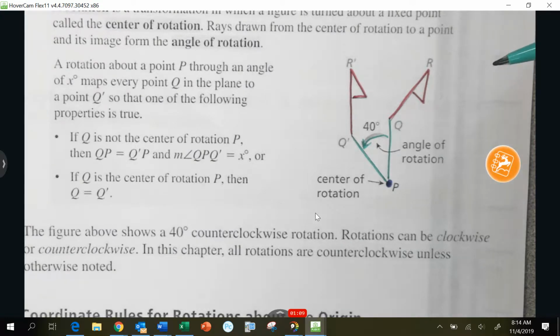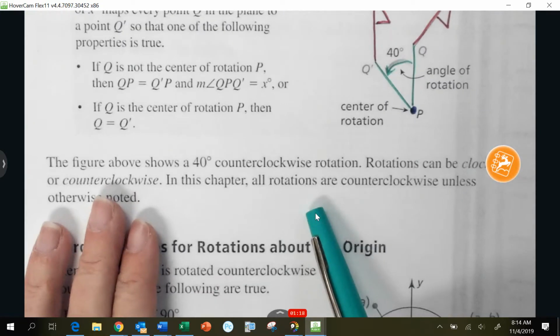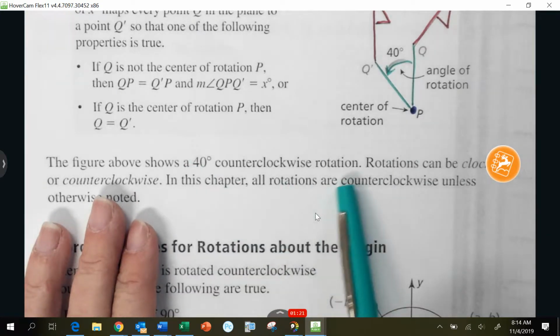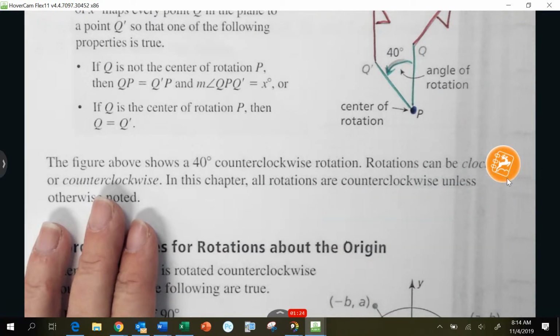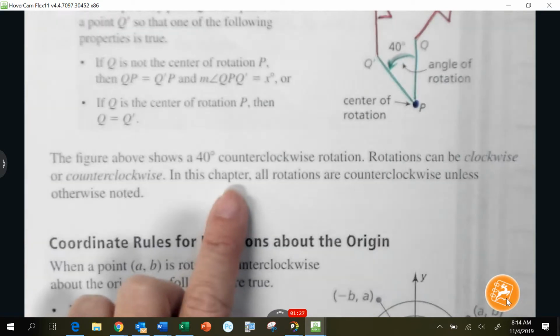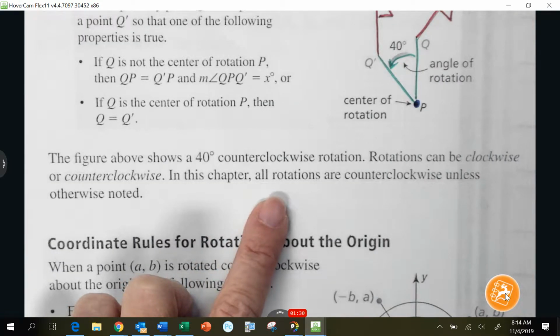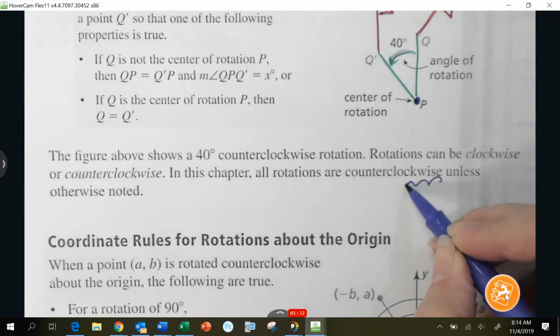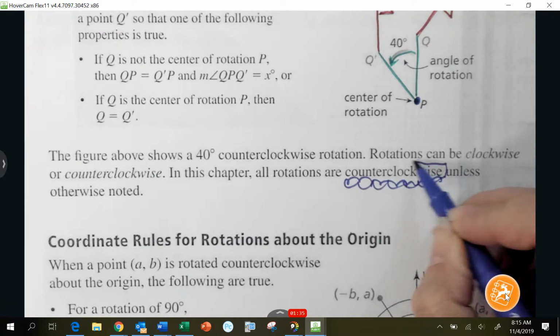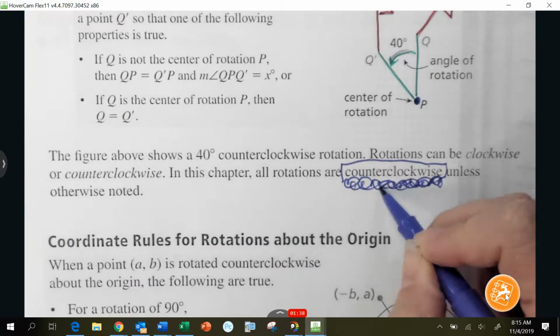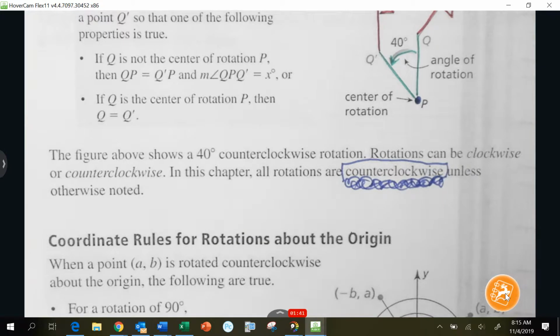It says it. 40 degrees. Which direction? Counterclockwise. So right here it says the figure above shows a 40 degrees counterclockwise rotation. Rotations can be clockwise or counterclockwise. In this chapter, all rotations are counterclockwise unless otherwise noted. So this is kind of different than what we were doing on Friday. On Friday we were doing all clockwise. In this particular chapter, we're going to do counterclockwise.